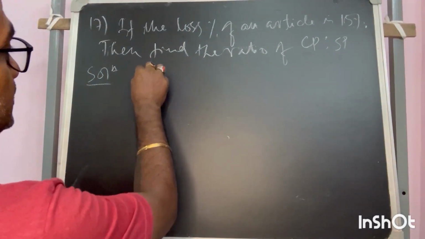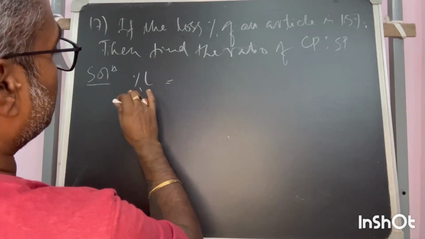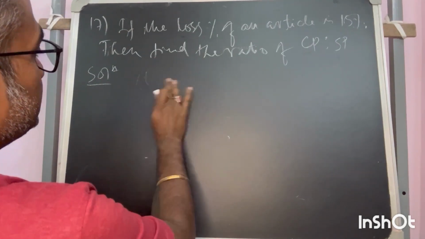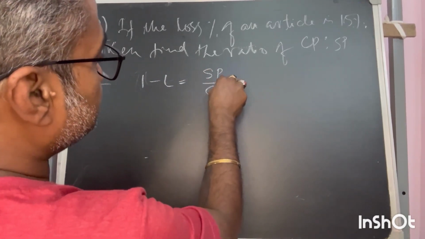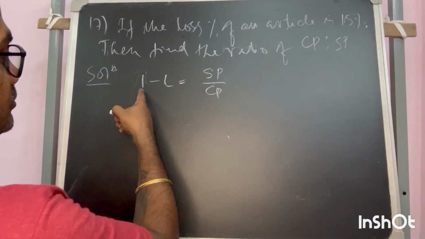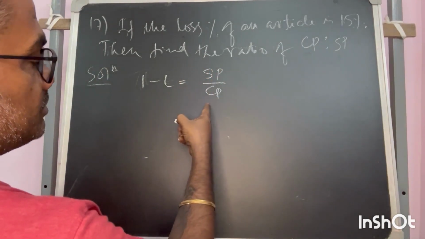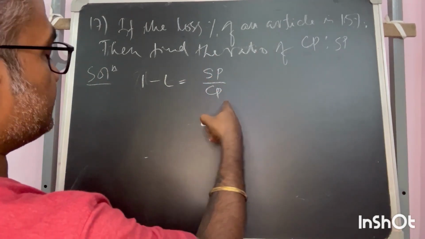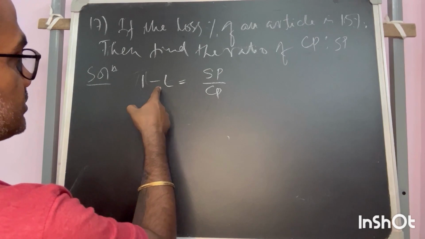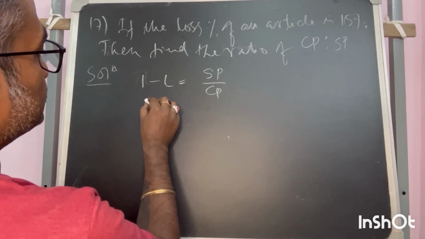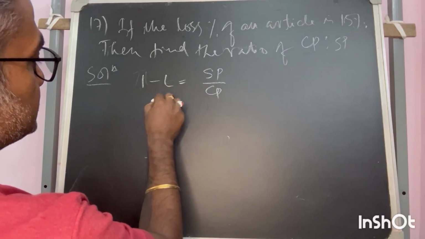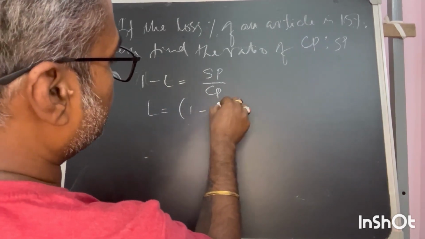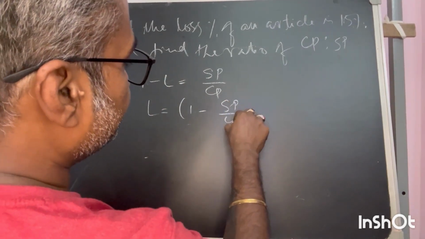So loss percentage is equal to what? Or else you can write 1 minus loss is equal to SP by CP in case of loss. In case of profit, 1 plus P is equal to SP by CP. This side will always be the same, but the other side will change. In case of loss, it will be 1 minus L. So definitely 15% loss means loss is equal to 1 minus SP by CP. This will be the case.